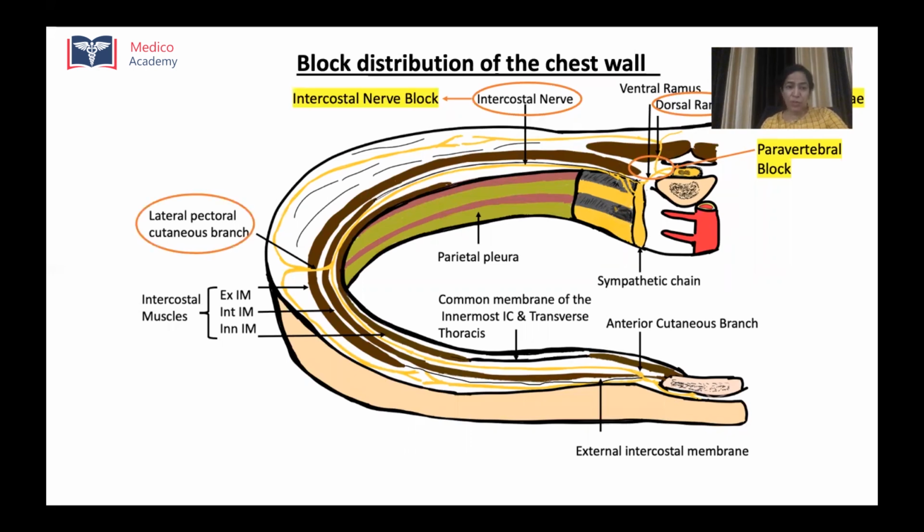The lateral pectoral cutaneous branch will be covered by the SAP or the serratus anterior plane block, and the anterior cutaneous branch will be covered by the transversus thoracis plane block, the pecto-intercostal block, which I have not covered in this seminar.